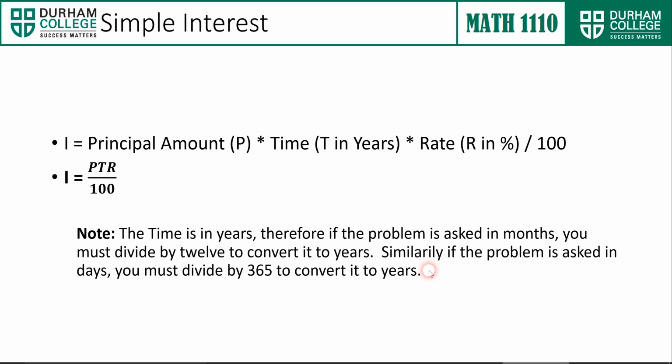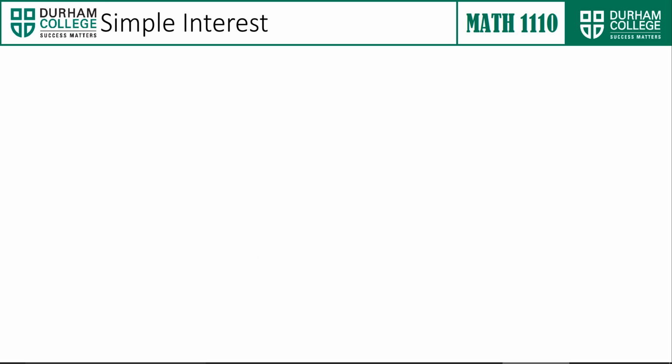Similarly, if the time is given in days, we have to divide it by 365, because there are 365 days in a year, and that will give us our time in years. This is something we have to be very careful about, because we can easily make a mistake here. To reiterate, we have to make sure the time is in years. We have to make sure the rate is in decimal, or if it's in percentage, we have to divide it by 100 in order to convert it into decimal.